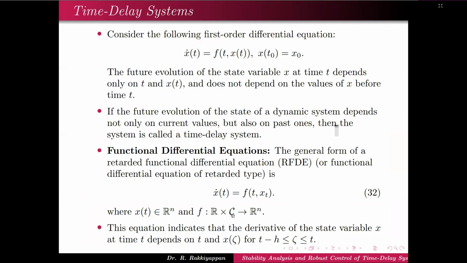Here we have to consider the retarded functional differential equation. We apply the Lyapunov-Razumikhin method as well as the Lyapunov-Krasovskii method to retarded functional differential equations of the type given in equation 32, x dot of t equal to f of t comma x t, where x of t is the state vector and f is a map from R cross C to R n. The equation indicates that the derivative of the state variable x at time t depends on x of psi for psi lying between t minus h and t.